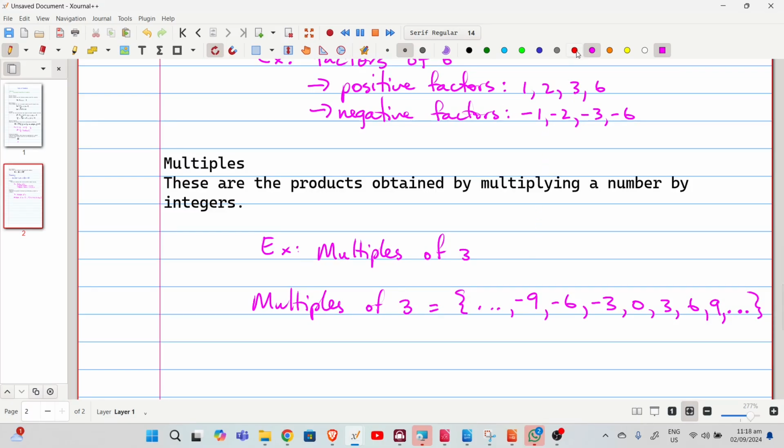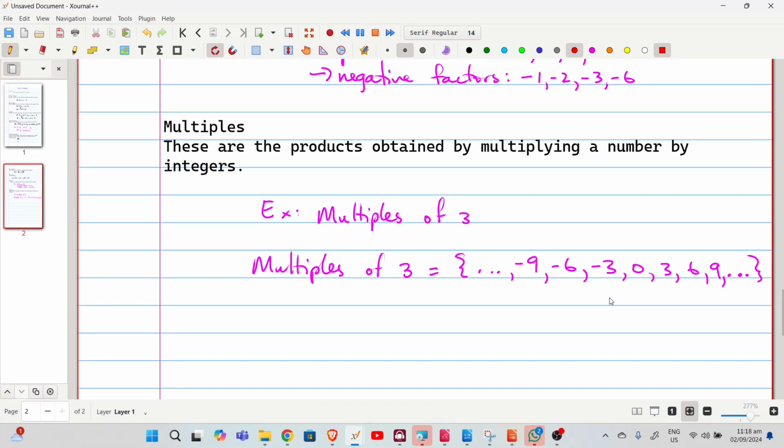Now, a little key point here that you can notice: 0 multiplied by anything is basically 0. So 0 is the only multiple of every number. Right? So 0 is the only multiple of every number.